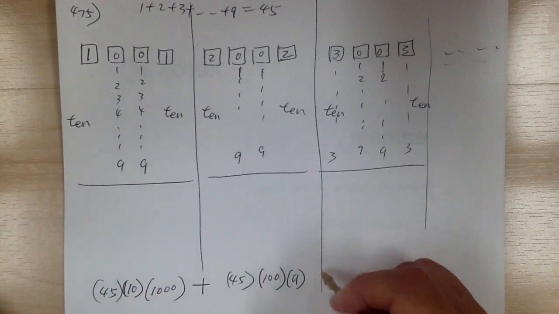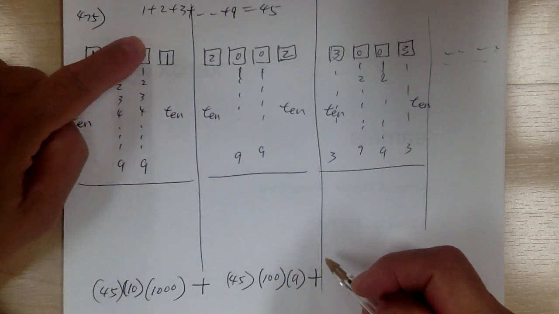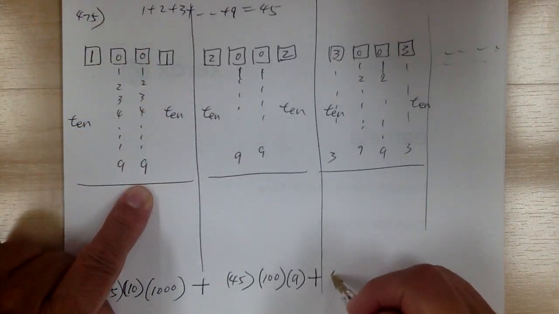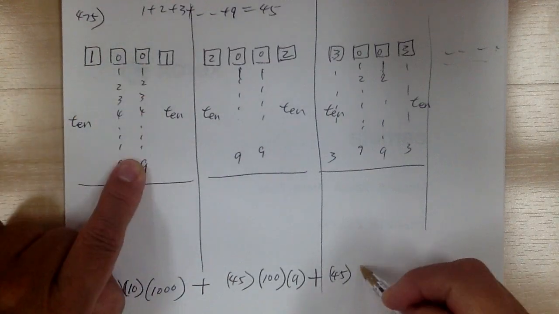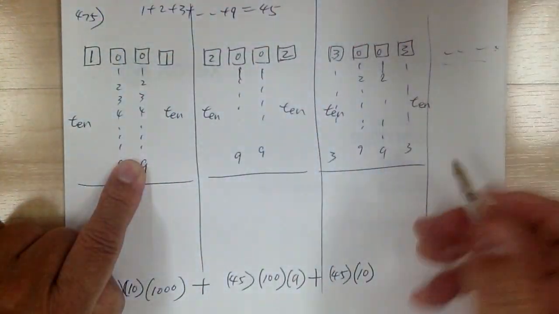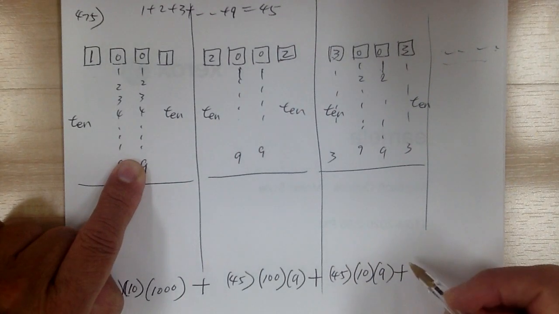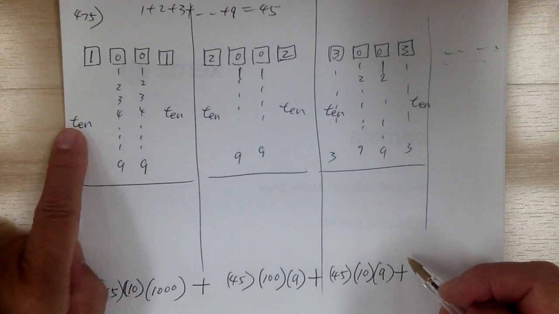Okay. Now this digit is the same as this one, right? So again, you add vertically, so that's 45. Okay. And this is in the 10th place, so you have to times by 10, and there are 9 sets. There are 9 sets, so times by 9. Okay. Now this digit, the fourth digit is same as this one here.